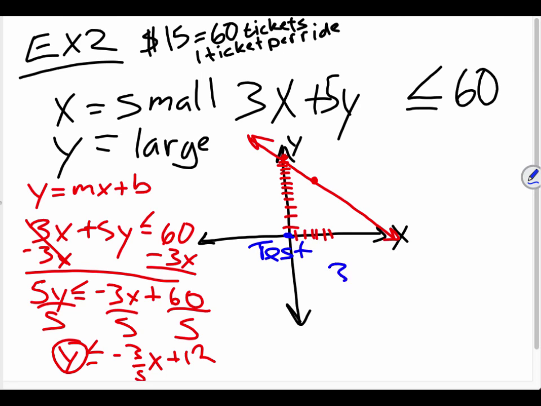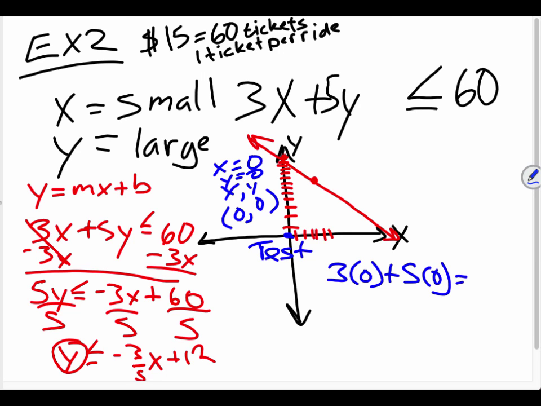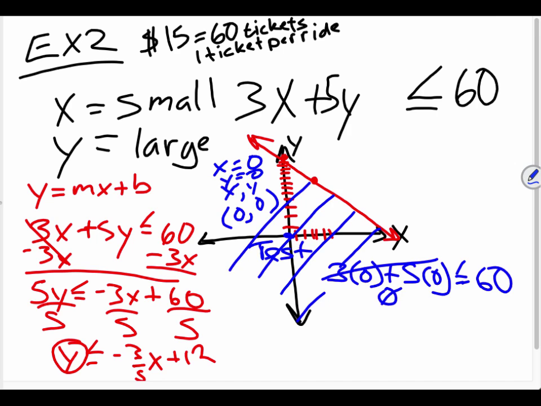So I would say 3 times 0, because this is 0, comma 0, which is x comma y, which means x equals 0 and y equals 0. So 3 times 0 plus 5 times 0 is less than or equal to 60. Yes, that's true because this whole thing is 0. So all this stuff here is my solution set. If I pick a point anywhere in this shaded region, that would satisfy that inequality.